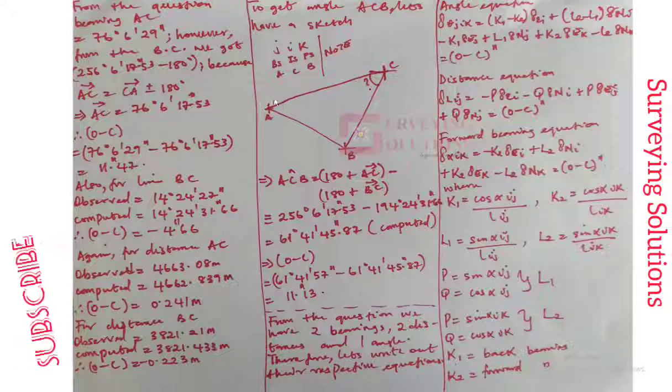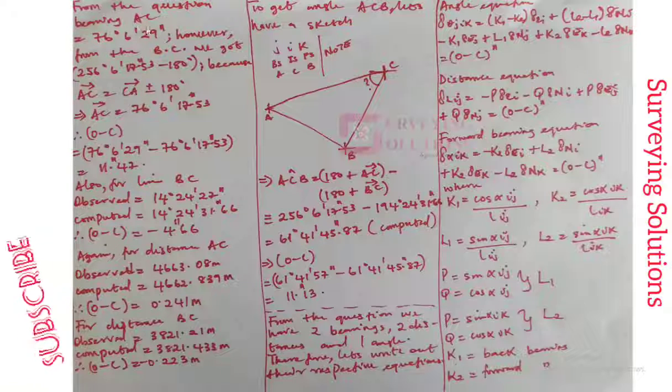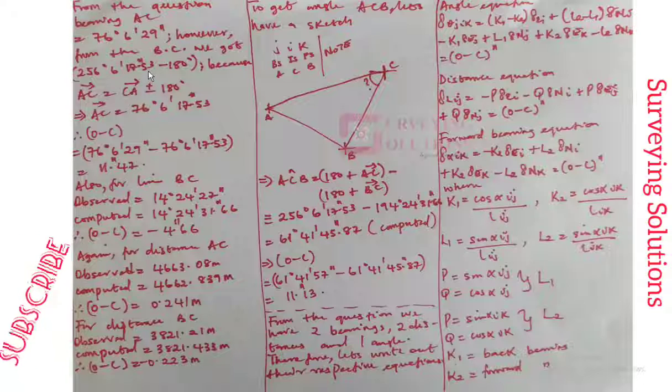Let's just use this as an example. If you're moving from A to C and you moved 14 degrees, when you're coming from C to A, your bearing will be 14 plus 180, which is 194. So that's what we want to do here, right? When we say from the question AC is 76 6 29, however from our back computation we got 256 6 minutes 17.53 seconds minus 180. The reason we are subtracting 180 from it is that what we have is the back bearing, whereas what we need is the forward bearing.